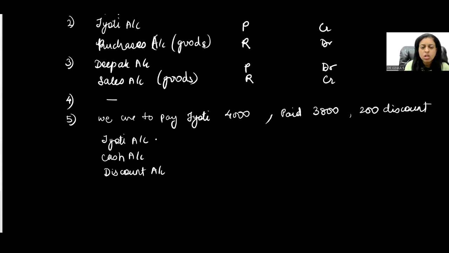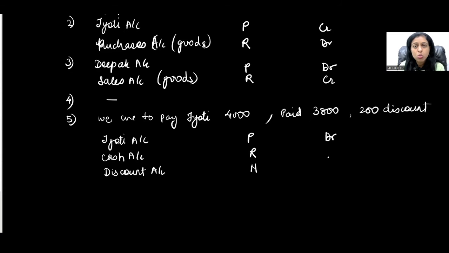So we have three accounts here. Jyoti's account 4,000, which we are going to settle. Cash we are going to pay is 3,800 and discount is 200. Jyoti's account is a personal account, cash account is a real account, discount account is an expense, so nominal account. Jyoti's account, let's apply the rule, personal account rule, what is it? Come on now, you remember it, right? Personal account rule says debit the receiver, credit the giver. Jyoti is the receiver in this case. We as a business are paying Jyoti. So whatever amount we are paying is debit.